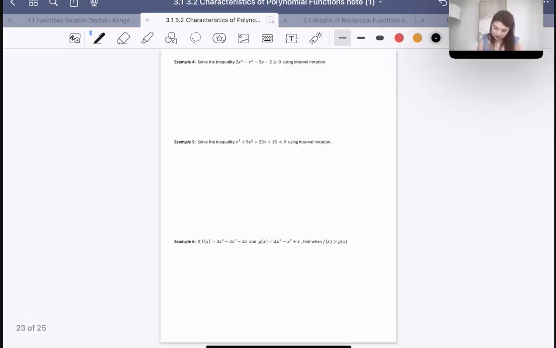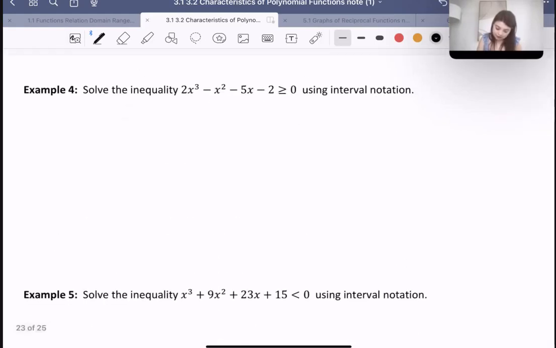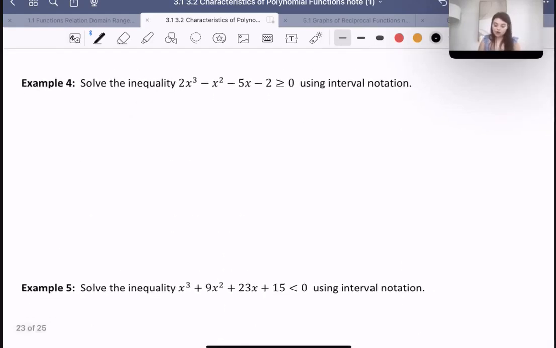All right, let's do some more. This next one says, solve the inequality using interval notation. So you might notice, well, hey, this is not in factored form. So how do we do it? Well, we've got to make it into factored form then now, don't we? So how do we do that again? Well, we used the steps from a couple lessons ago. We first need to figure out what this is divisible by.